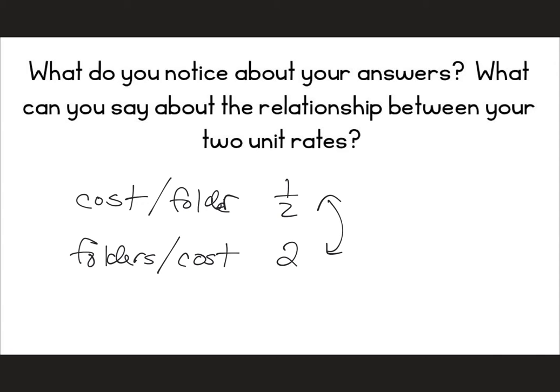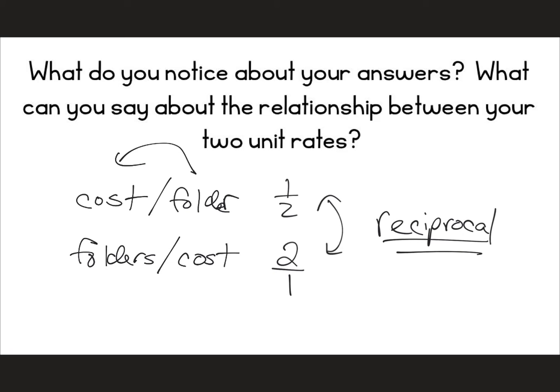Well, we can write 2 as 2 over 1, right? Oh, yeah, so it's the reciprocal. They're reciprocals. Thank you for using that word. So if you switch around the rate, cost per folder, to folders per cost, it's just going to be the reciprocal. And remember, reciprocal, we just flip the fraction.